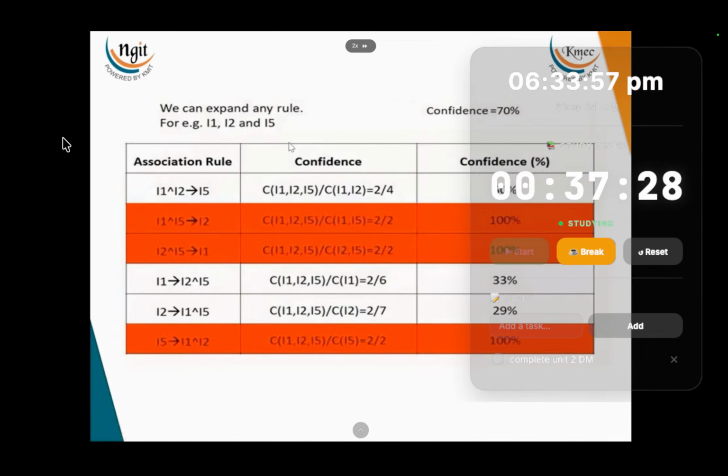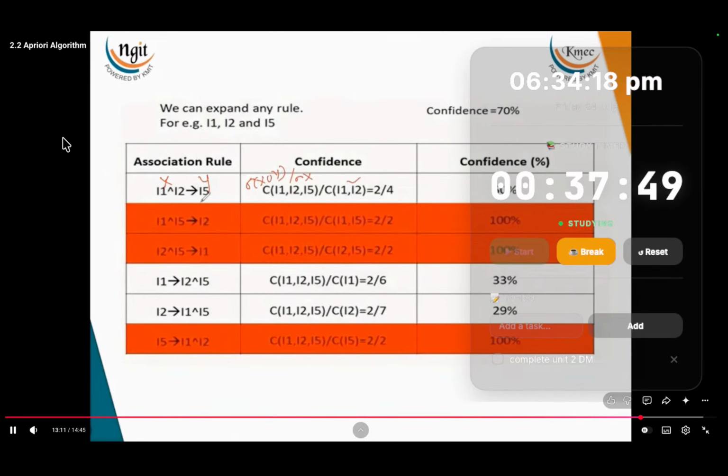So we have earlier seen how to calculate the confidence, right? So here, let us consider the first one. Let us consider I1 and I2 as X, and I5 as Y. So if you want to find the confidence, we'll be finding the support count of X union Y divided by the support count of X, right? What is X here? I1 and I2, right? What is X union Y? The support count of all of I1, I2, I5.